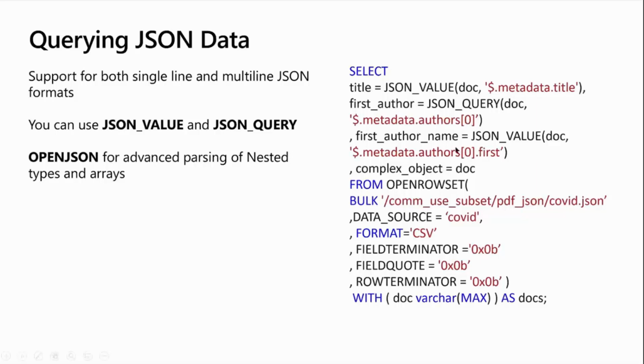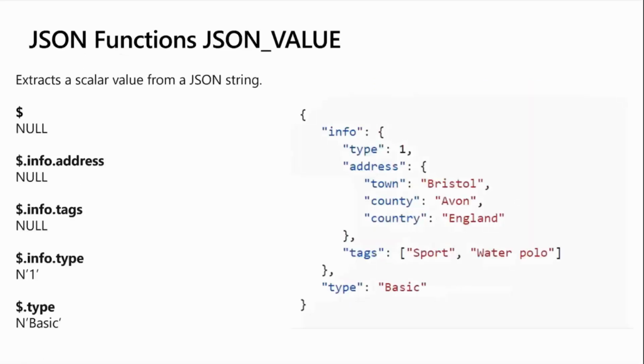And then we can do other forms of complex processing as well. OPENJSON basically allows us to support nested types and arrays. So if I need to explode that JSON out and have one row per child, I could do that, and I'll show an example of that in a second.